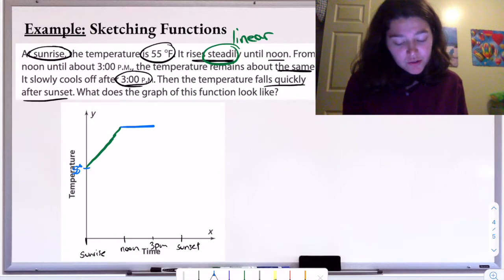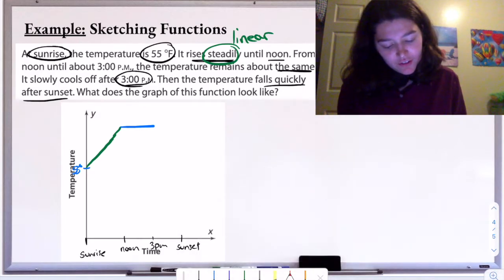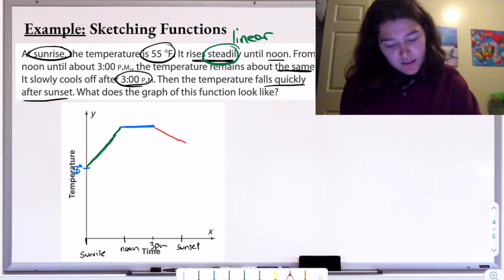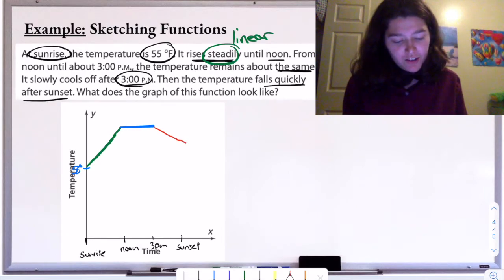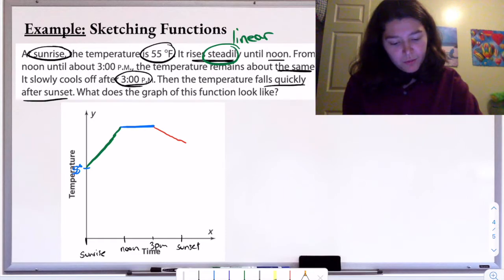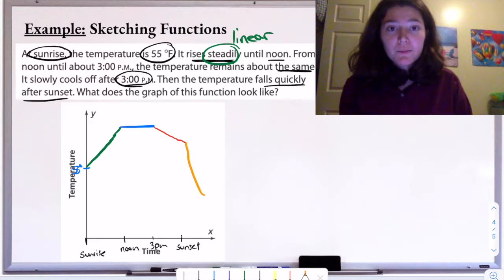It slowly cools off after 3 p.m. Okay, so we're saying it's kind of like slowly going down. So the slope there might be a little bit less steep. And then the temperature quickly falls after sunset. Okay, that one I might not make linear. I think I could or I couldn't. But then it looks like then it's quickly falling. Right, maybe not in a linear way.